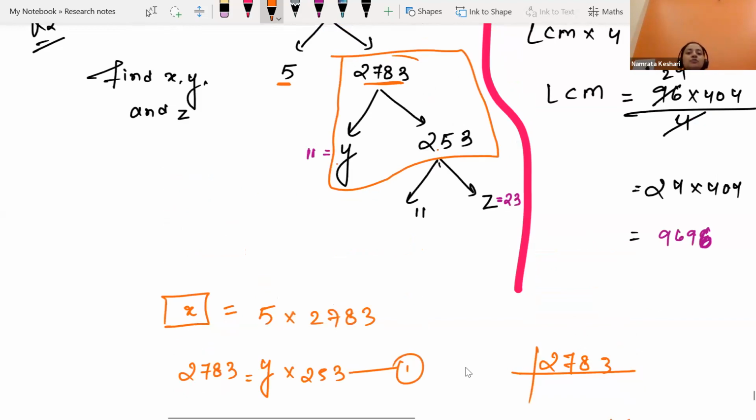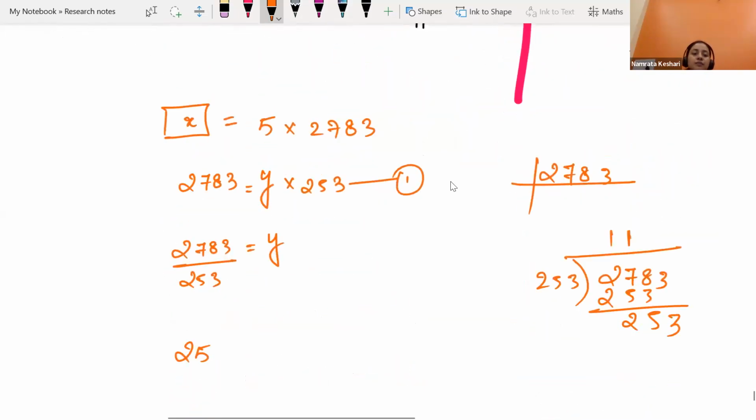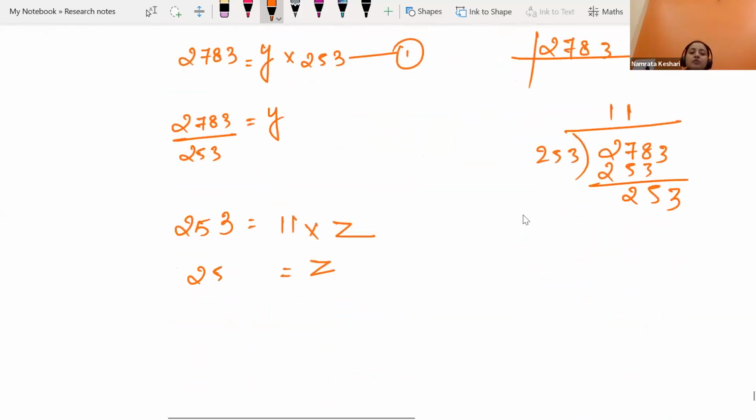Now 253, when we are doing the factorization of 253, we are getting 11 and z. When we are factorizing 253, we are getting 11 into z. So what is z? 253 by 11. That is z. Do it, you will be getting the answer. When you divide 253 by 11, you will be getting z.